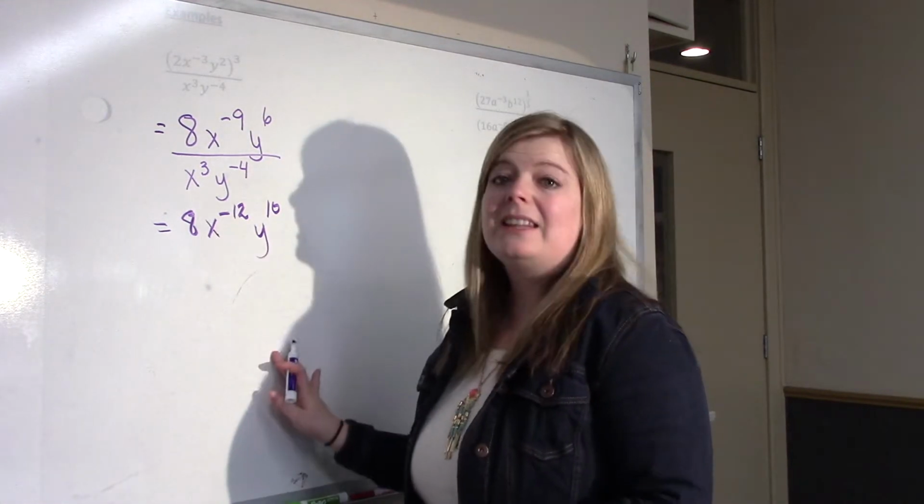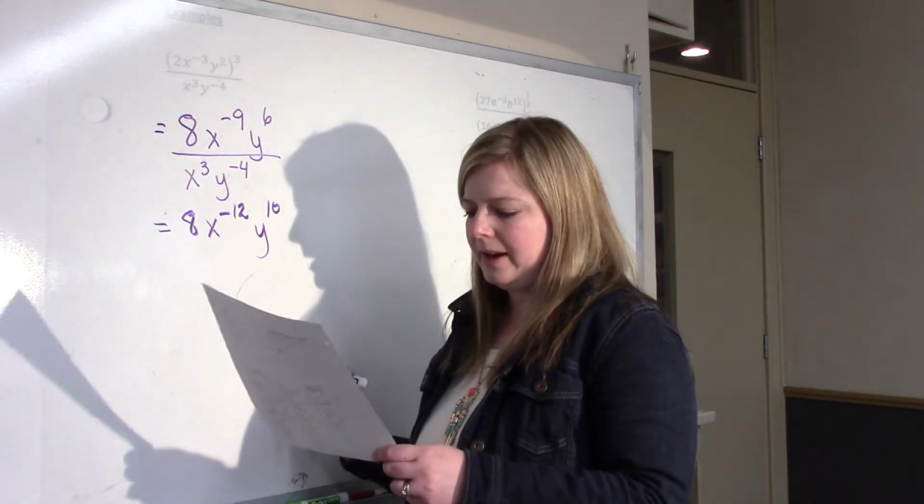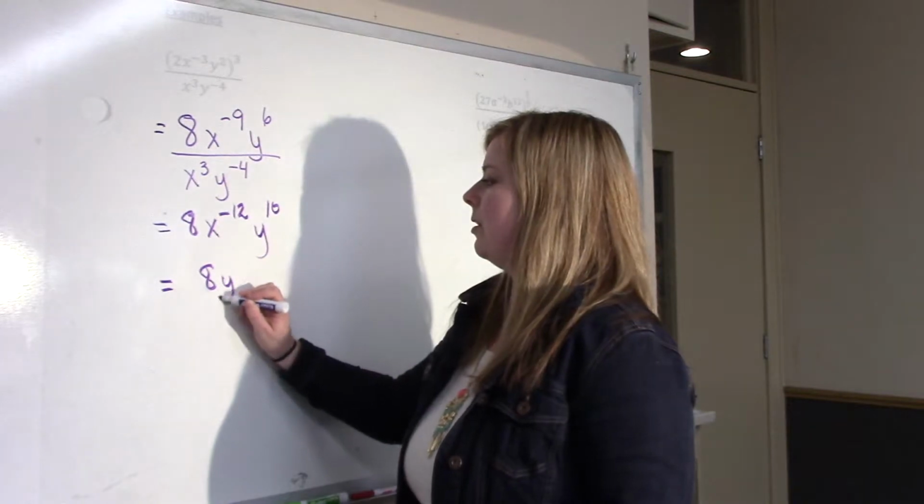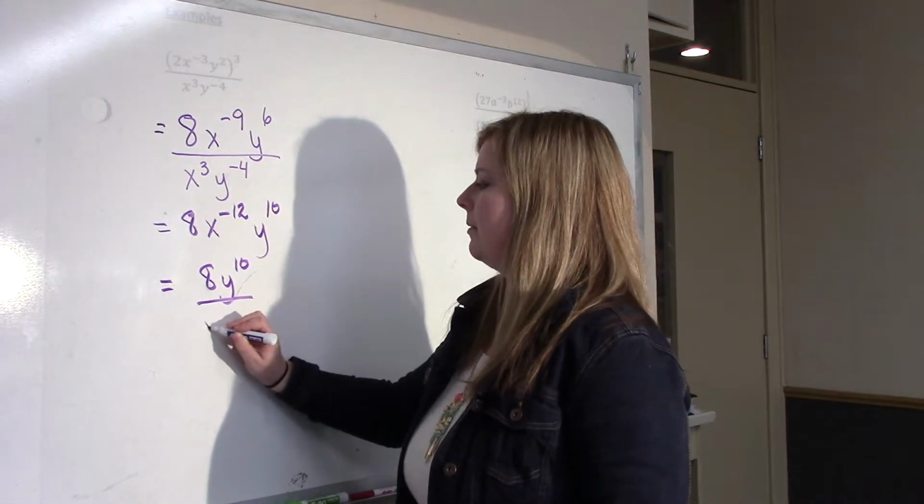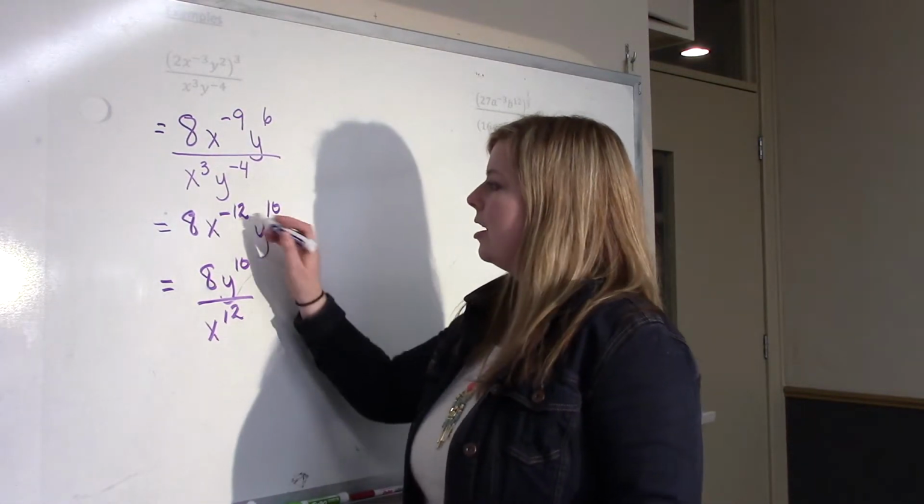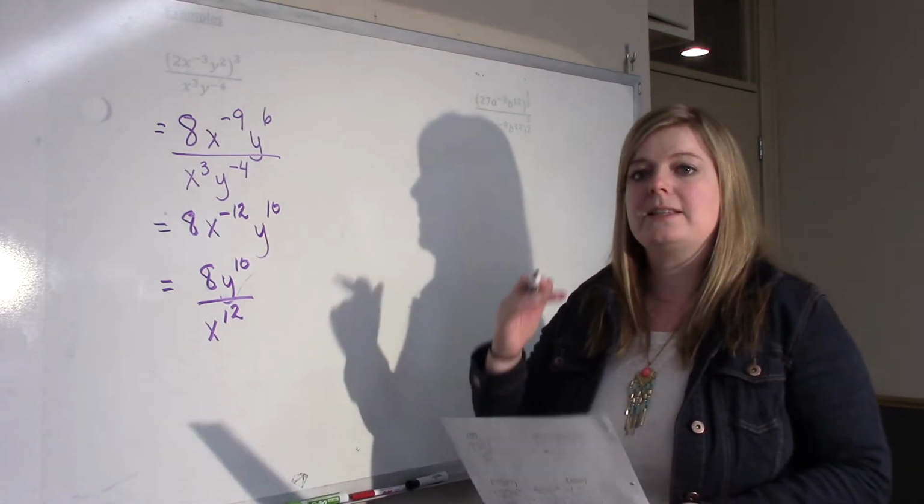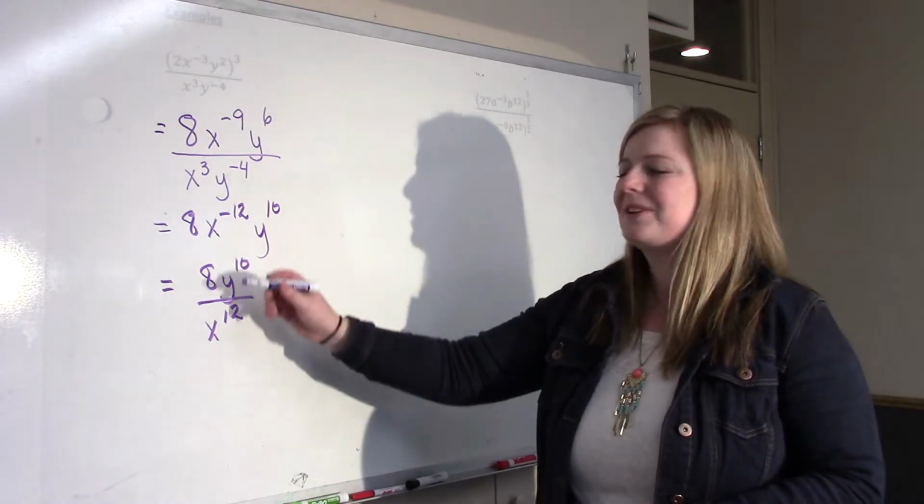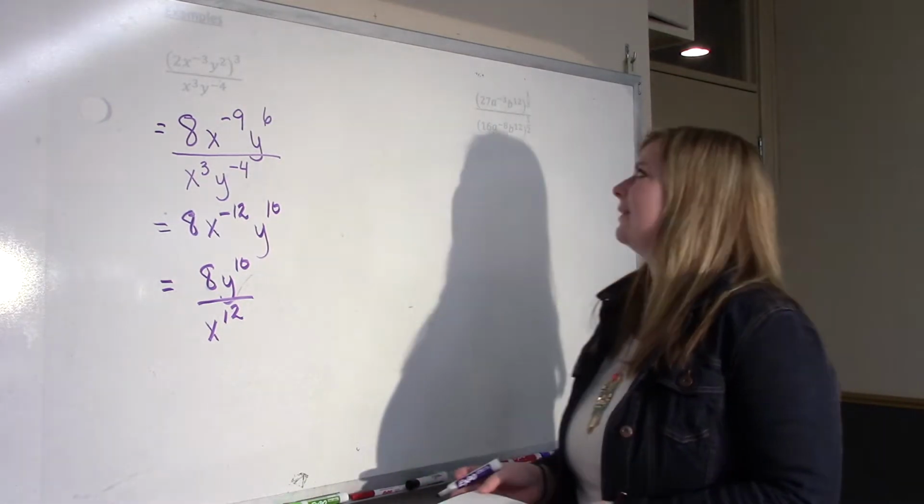You can leave it like this and just go on your merry way and be done. Or you can rewrite it as 8y to the 10 all divided by x to the power 12, because the negative exponent just means to flip the base, so you put that in the denominator. So there you go, isn't it pretty? See, that one's not so bad.